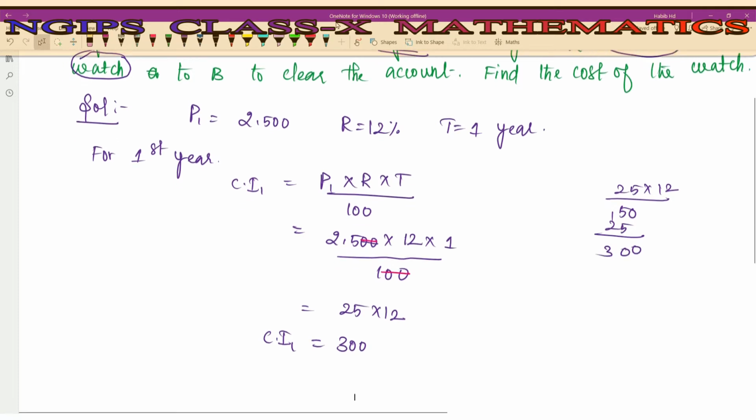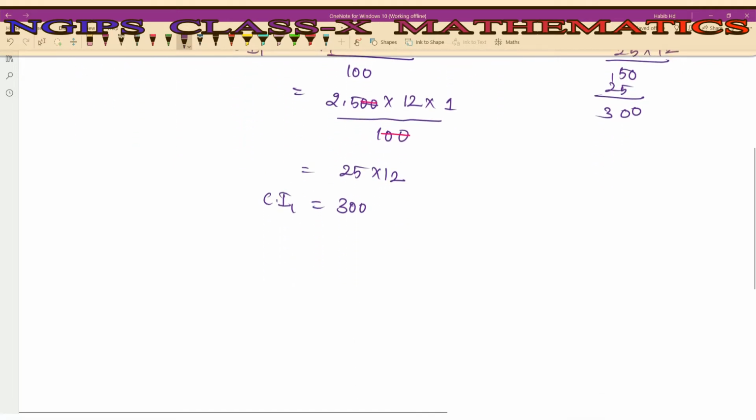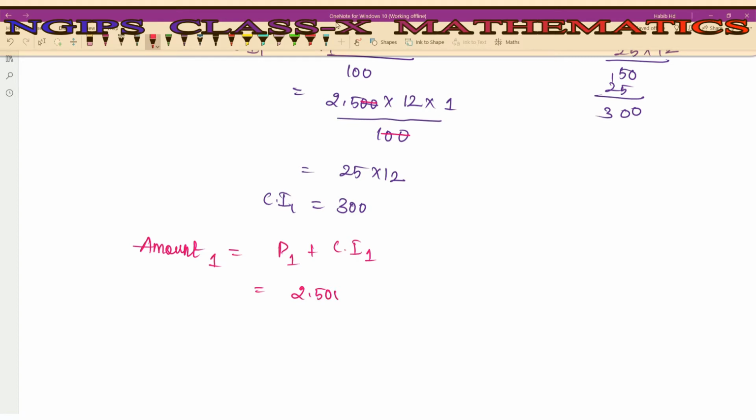Now when you are calculating the amount, amount for the first year is equal to first year principal plus first year compound interest. So first year principal is 2500, and the compound interest we have here is 300 rupees. So finally the amount is 2800. So this is the amount for the first year. Now we need to calculate for the second year.